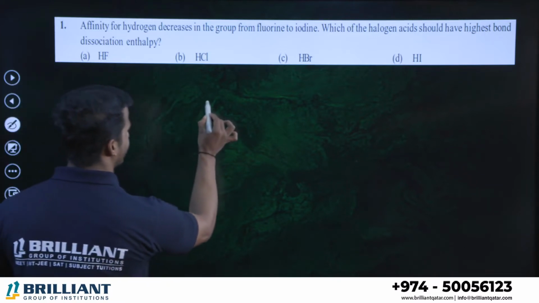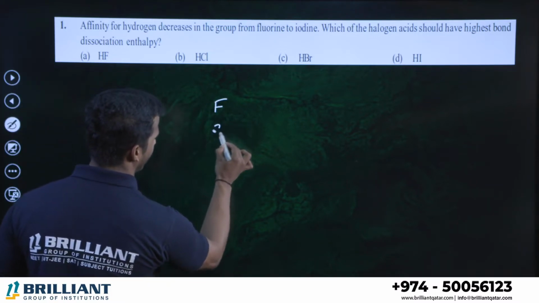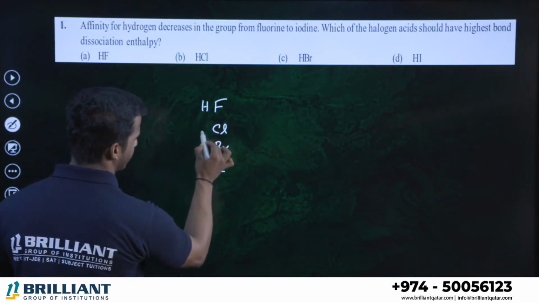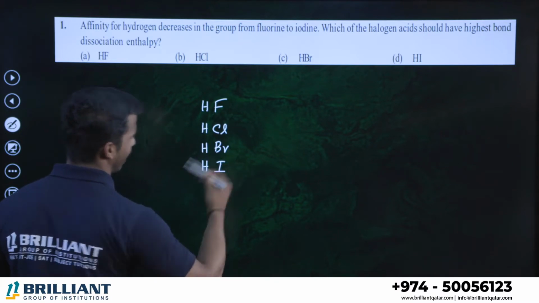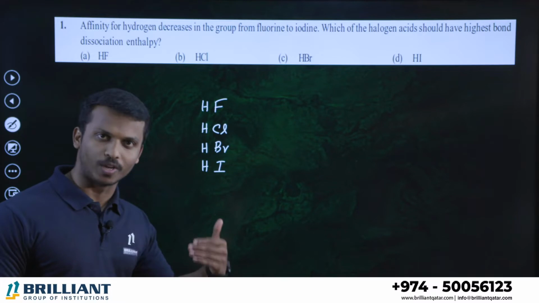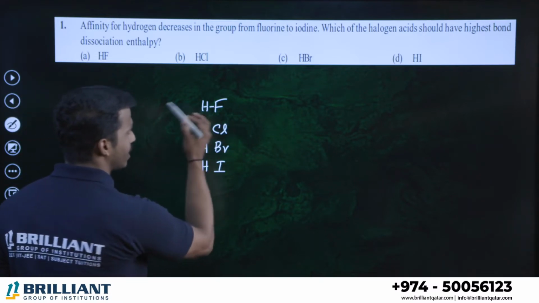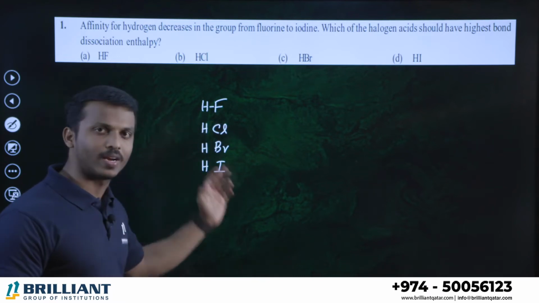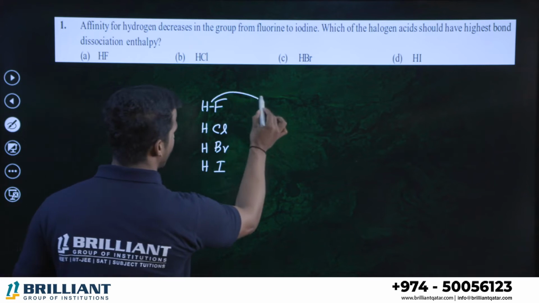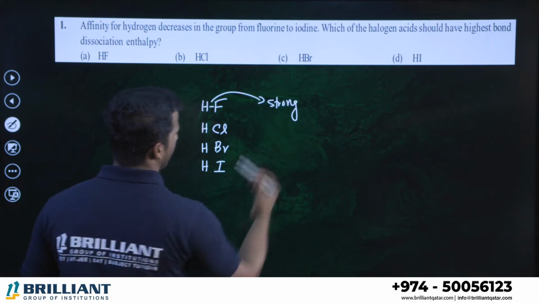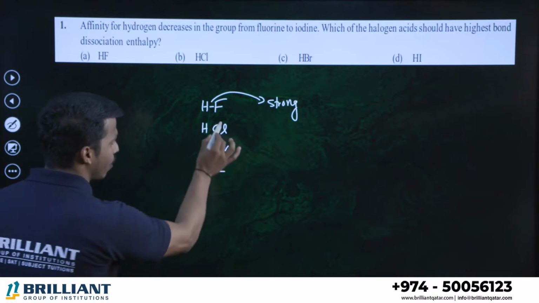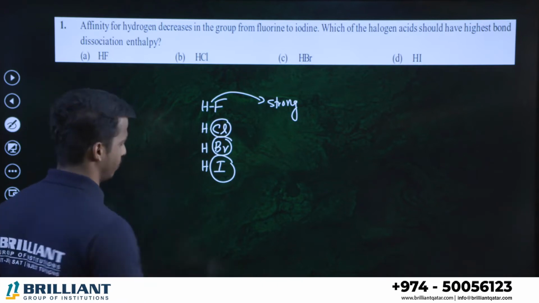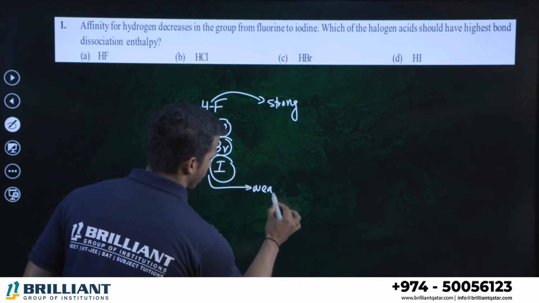Hydrogen halides. What are the hydrogen halides? The halogens are fluorine, chlorine, bromine and iodine. Their hydrides are HF, HCl, HBr, HI. Which bond is stronger, which bond is weaker, right? Fluorine is the most electronegative element in the halogen family. So fluorine with hydrogen is a very strong bond. When you come down the group, the size of the halogen increases. As the size increases, the bond gets weak. This is the weakest bond.